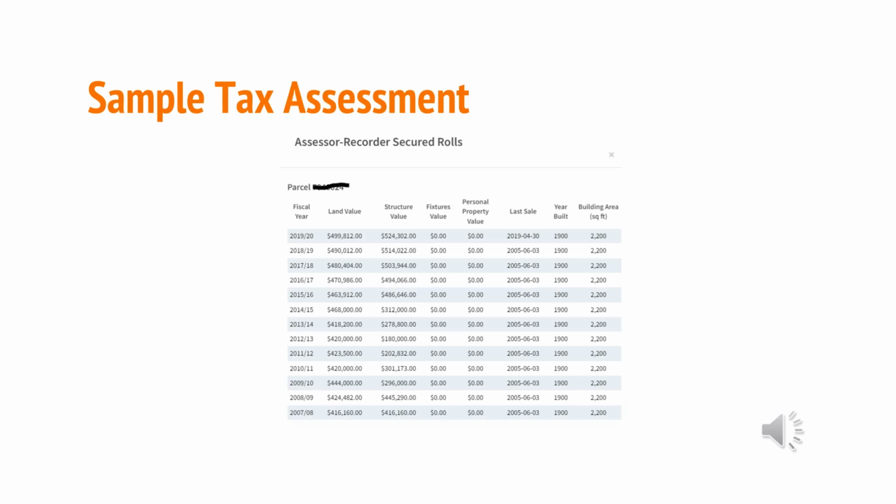As you can see, it lists all the years back from 2007 to 2008 all the way until 2020. If you look at one column, it has the land value. If you look at the next one, it has the structure value. And your offer price is adding up the land value plus the structure value. And that is what your offer price will be.